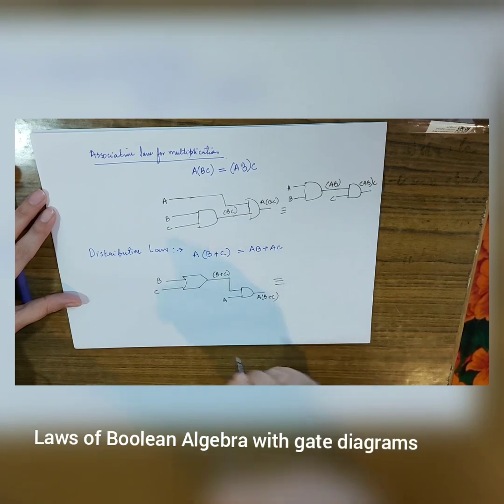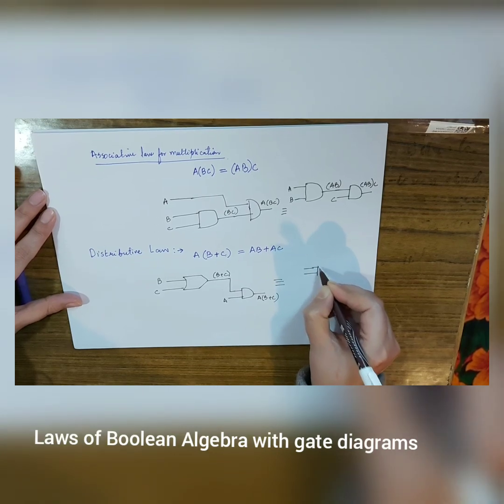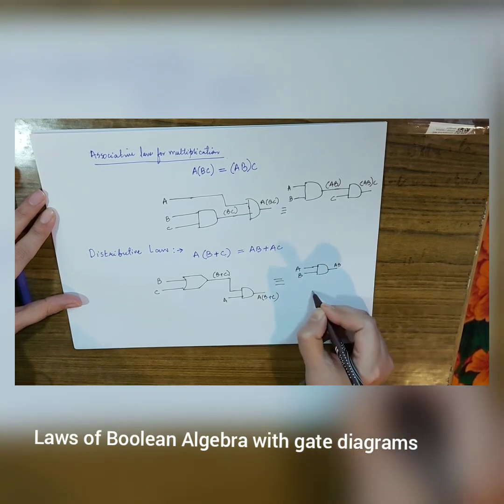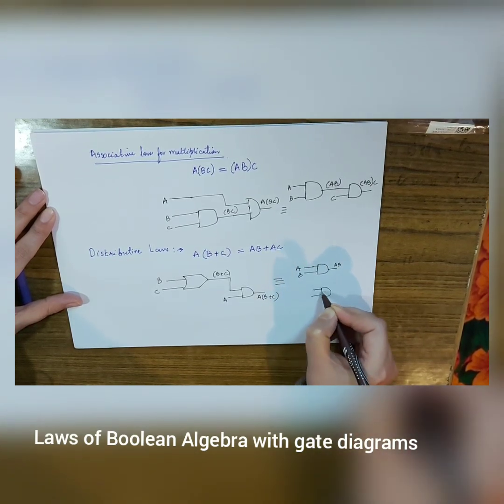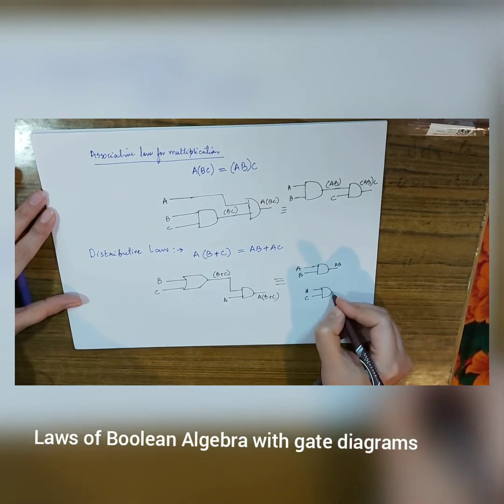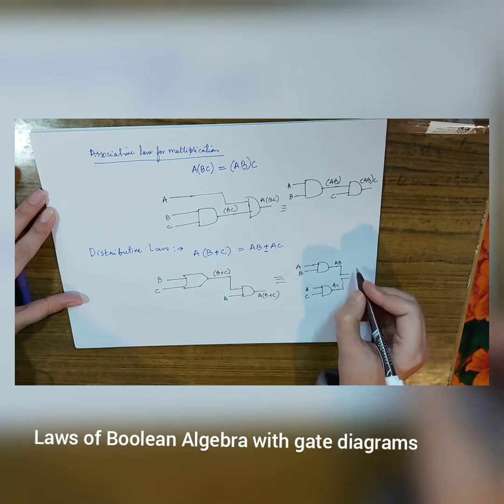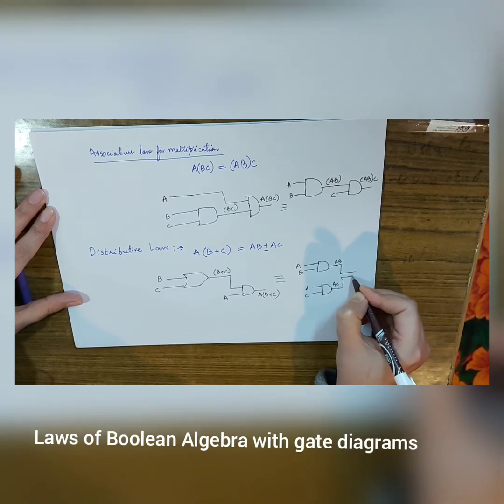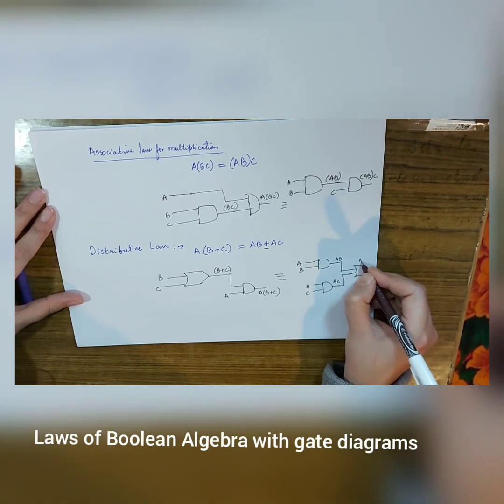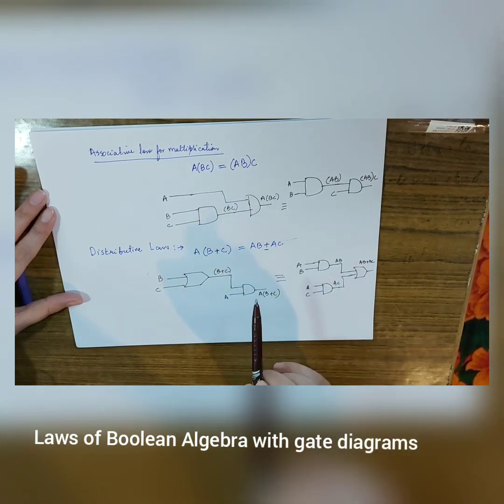So this will be equivalent to, if you first AND two variables, that means you first apply the AND gate to the two variables A and B. The output of this gate will be AB, and then you apply one more AND gate to the other variables, that is A and C. The output of this will be AC. Then you have to OR them, so you apply the OR gate here, and the result will be AB plus AC. So that is the distributive law.